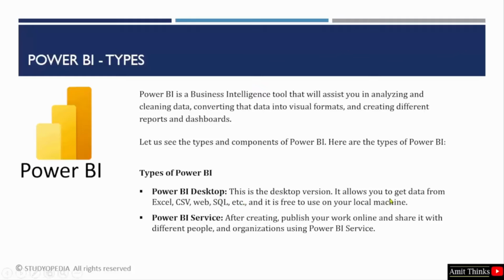Using this, we can easily get data from different sources like JSON, CSV, Excel, even from the cloud. The second type is Power BI service. Power BI service is a cloud-based service. It is used to create reports, and using it you can easily edit and collaborate on reports. You can share your reports. The sharing can be done with the people in your organization, with your colleagues, with your managers.